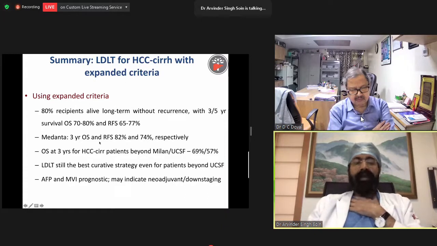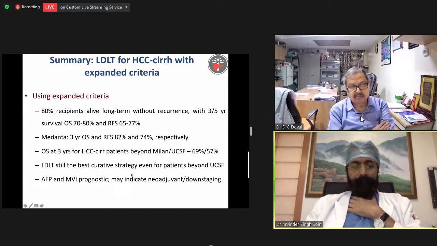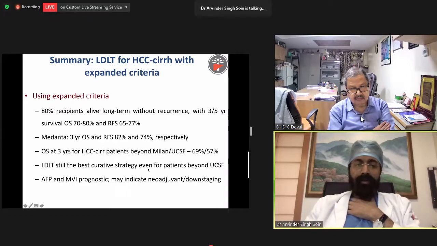So, in summary, with LDLT for HCC with expanded criteria, one can get 80% long-term survival without recurrence within 3 to 5 years, and 70 to 80% overall survival. At Medanta, we've already shown you our results. And it seems that living donor liver transplant may be the best curative strategy, even for patients beyond UCSF.